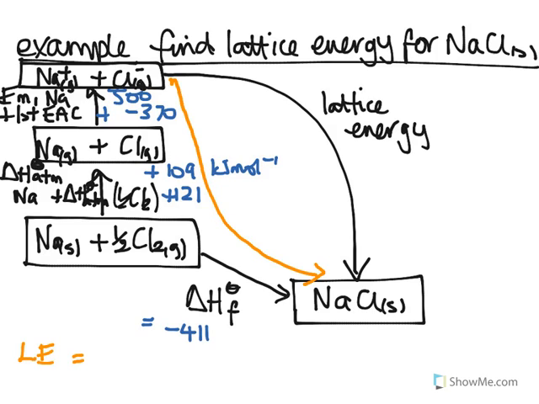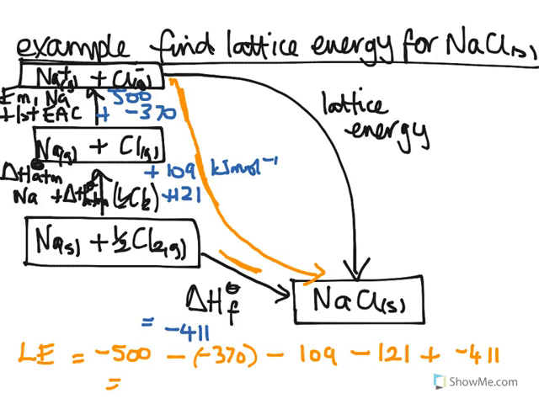So if we put the numbers in, we're going against the arrow at the top here, which basically means we have to change the sign. So we do minus 500 minus 370. In the next step, we're also going against the arrow. So we do minus 109 minus 121. And in this third step, delta HF, we're going with the arrow. So we go plus minus 411.